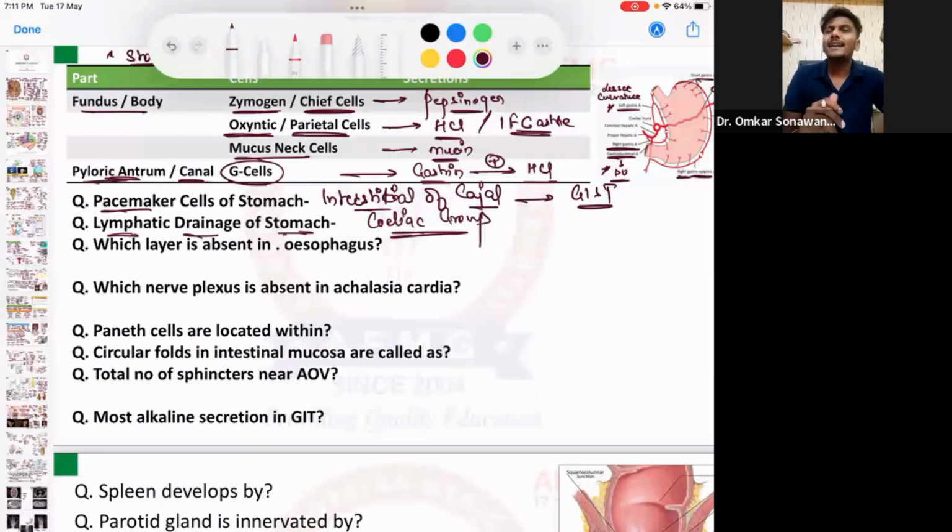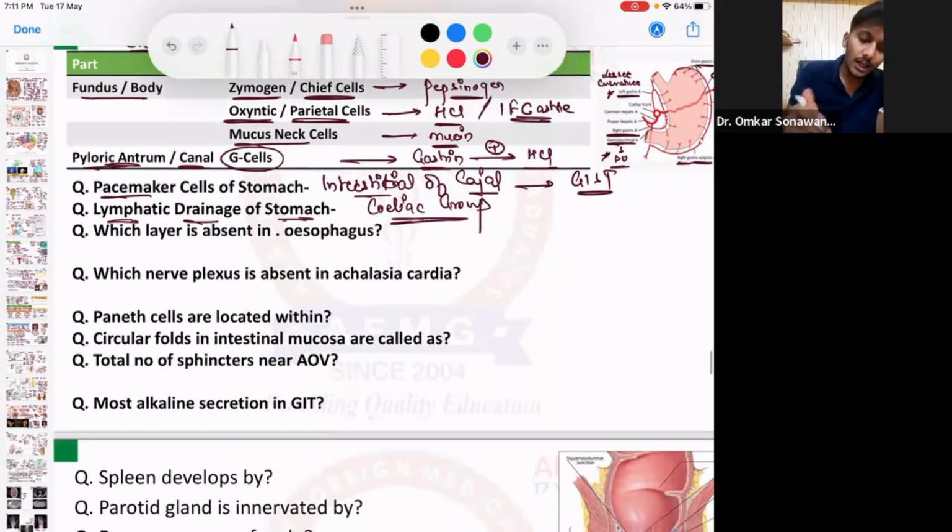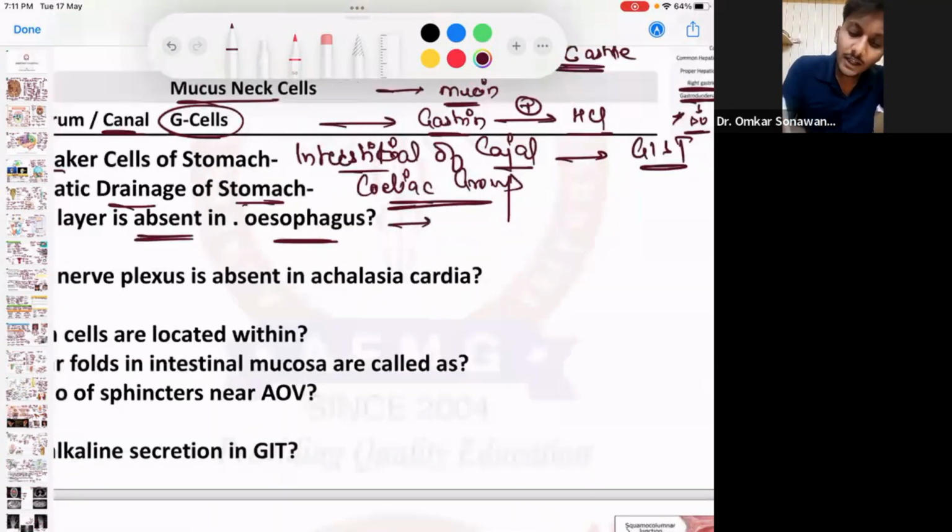याद रखना, पैरा एओर्टिक या प्री एओर्टिक लिम्फ नोड्स में कौन ड्रेन करता है? गोनाड्स, टेस्टिस, ठीक है, याद रख लेना. Usually the gonads drain into the para and the pre aortic lymph nodes. याद रखना. Which layer is absent in esophagus? Your classical question. Okay, the outermost layer is absent in esophagus, known as serosa. Which layer is absent in esophagus?